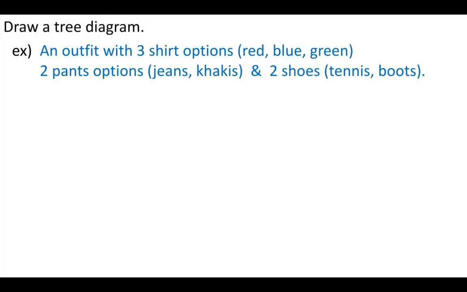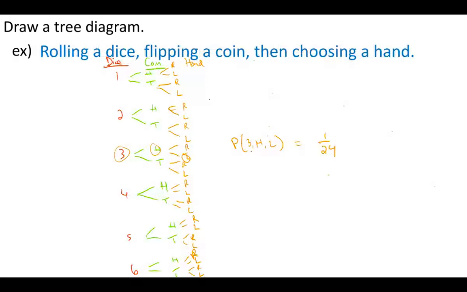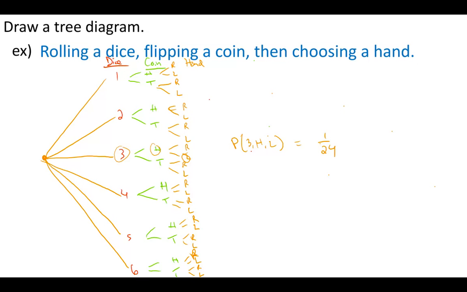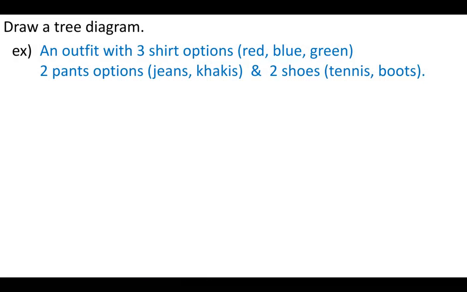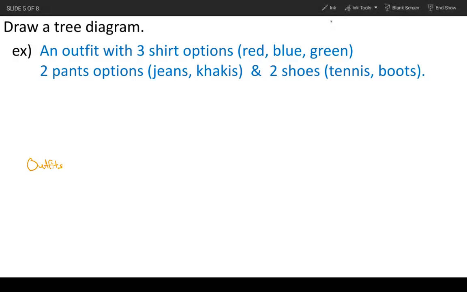Let's do one more. This time we're going to create an outfit. I've got 3 shirt options. Oh, another thing when you do these tree diagrams, some people like to bring these all together to one point. It makes it a little bit more cohesive. You're welcome to do this if you want to. Just use a dot there, or some people even write whatever the topic is. So on the next one, let's say we write outfits. Some people like to do this. It's fine. There's no one right way to do it.